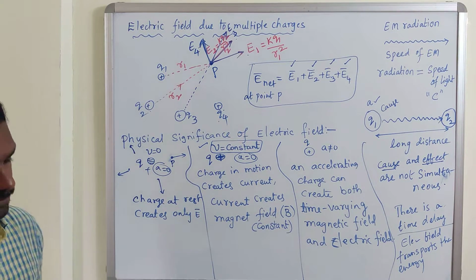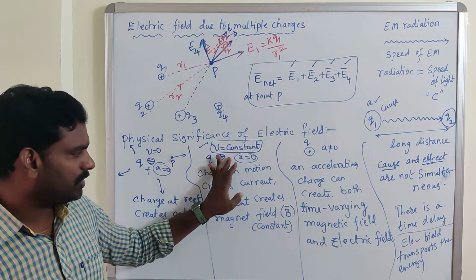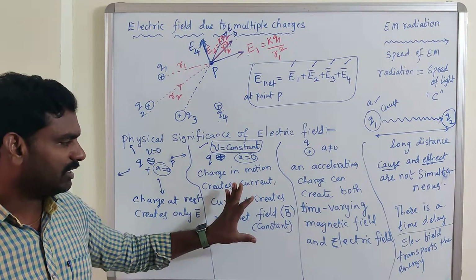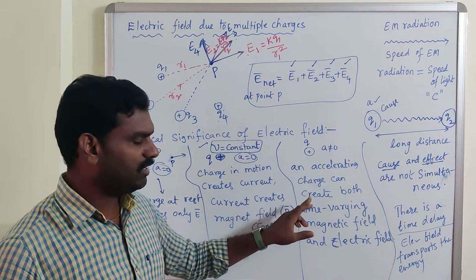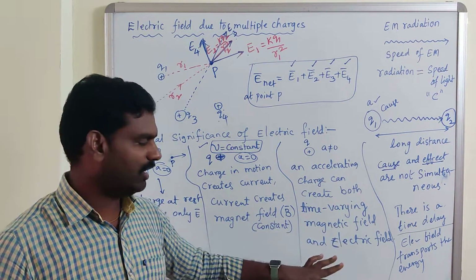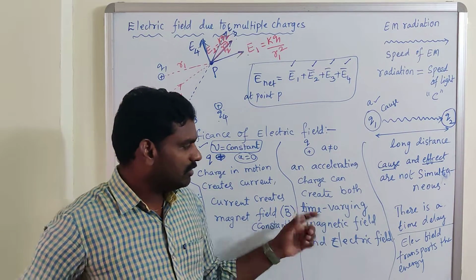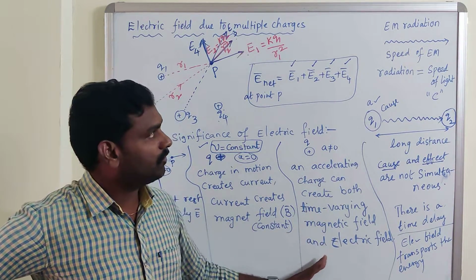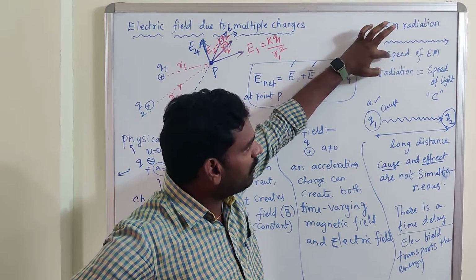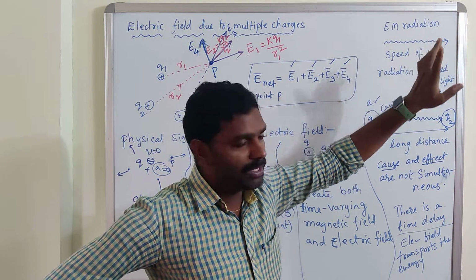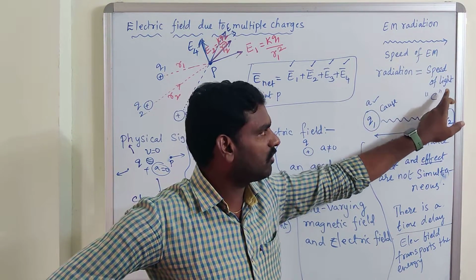Okay, what is the significance? Charge at rest creates only electric field. Charge in uniform motion can create both electric and magnetic field, but they are uniform electric field and uniform magnetic field. And accelerated charge can create time varying electric field and time varying magnetic field. Time varying magnetic field we will see in Faraday's law. So time varying electric field and magnetic field is nothing but we call it electromagnetic radiation. Electromagnetic radiation will move with a speed; we also consider it as light. Speed of electromagnetic radiation equals speed of light c.